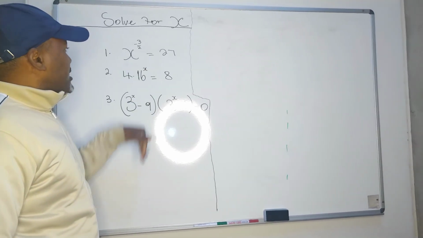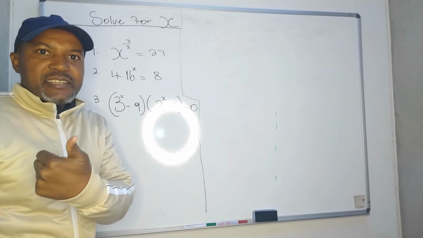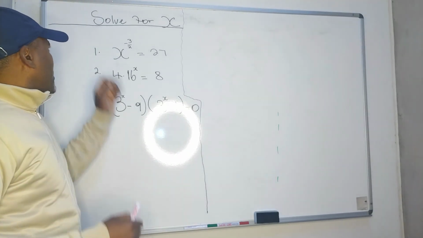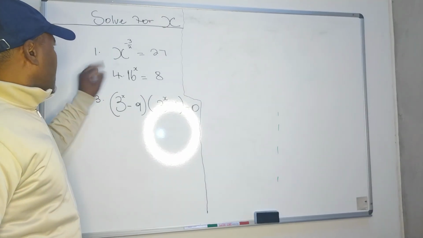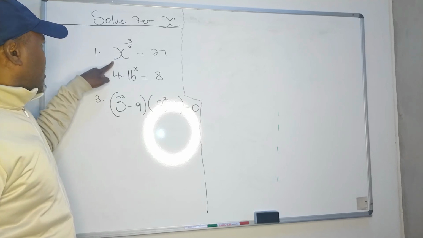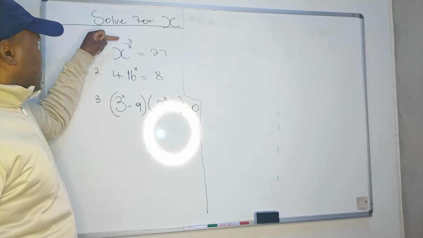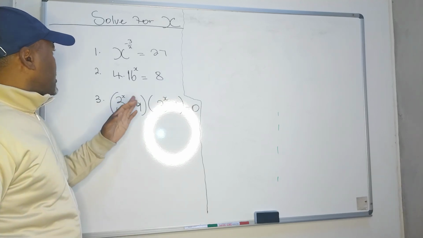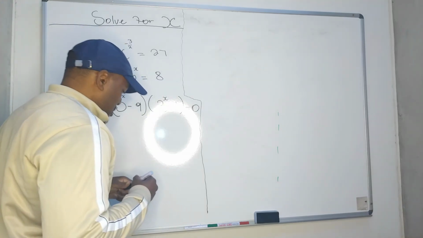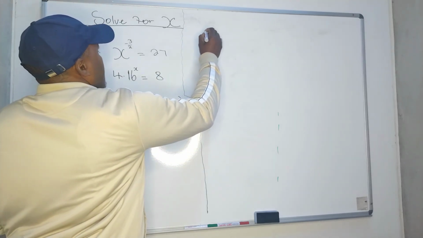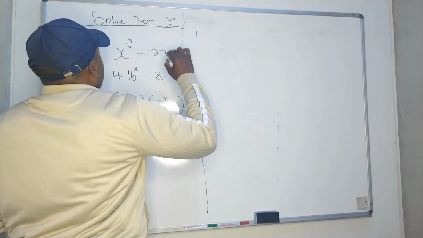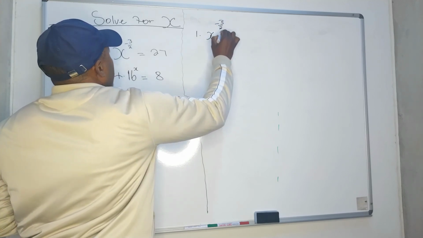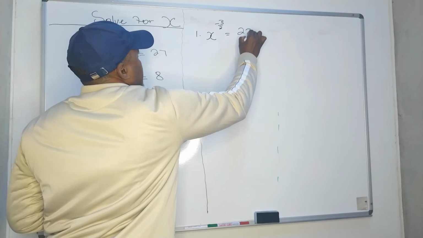Today we're going to solve for x. This concept, you can find in grade 11 and also in grade 12. Number one: solve for x when x raised to -3/2 is equal to 27. So let's try to solve it.